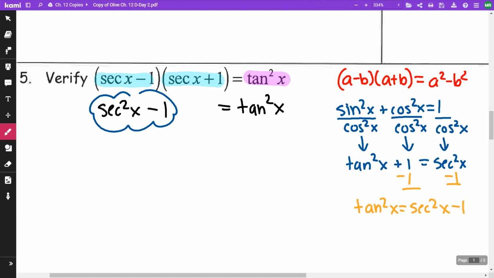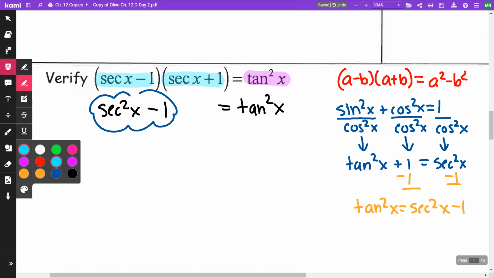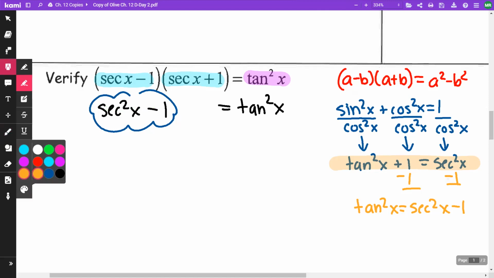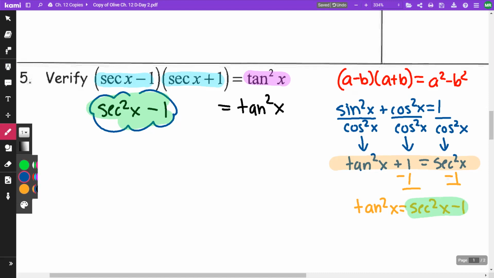Again, we have this formula. Let me highlight it. This formula on our sheet. So you don't have to derive it, but you do want to minus the 1 from both sides so that you can recognize that this is the same as this. So in place of my secant squared x minus 1, I can write tangent squared x. And so I get tangent squared x equals tangent squared x. Done.